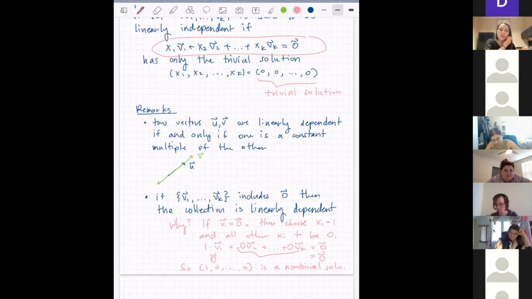What if more than one vector is the 0 vector? You get the same thing. So if you add the 0 vector several times, then you're still linearly dependent, right?